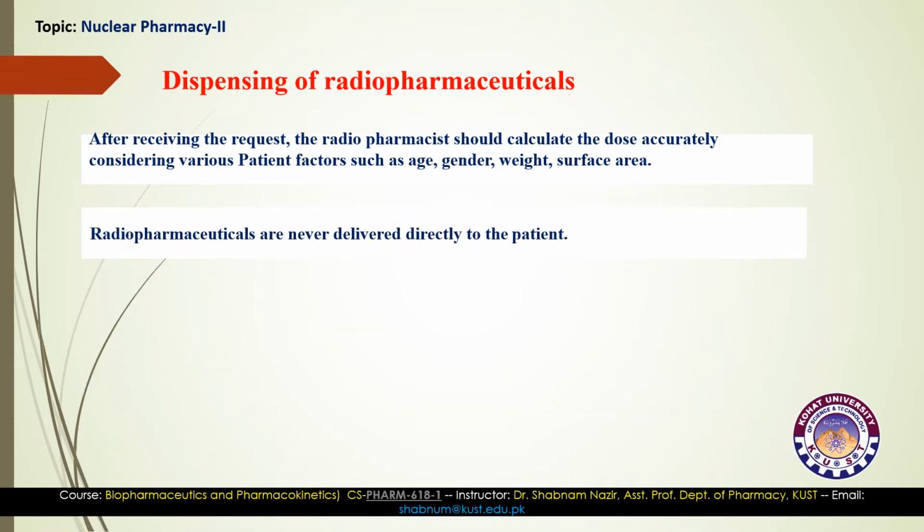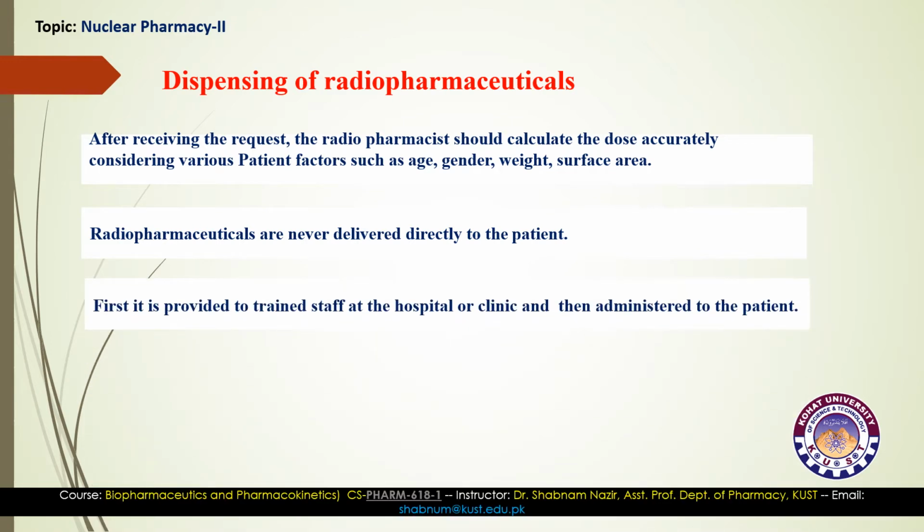Radiopharmaceuticals are never delivered directly to the patient. As we know, these are radiopharmaceuticals, so the patient never knows how to handle them in a proper way. So these are never dispensed directly to the patient. Rather, they are usually dispensed to the area in the hospital where trained staff is present, whether the nurse or physician directly dealing with it, or the clinic, and then they administer it to the patient.